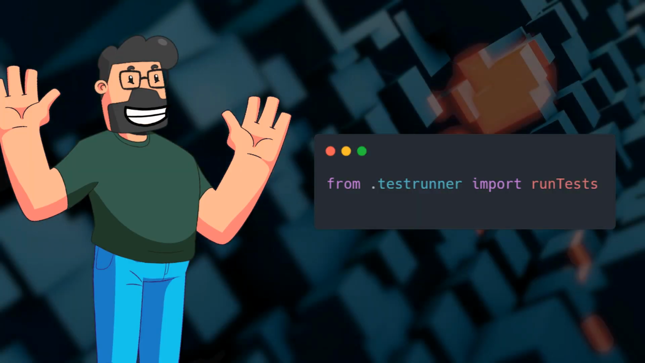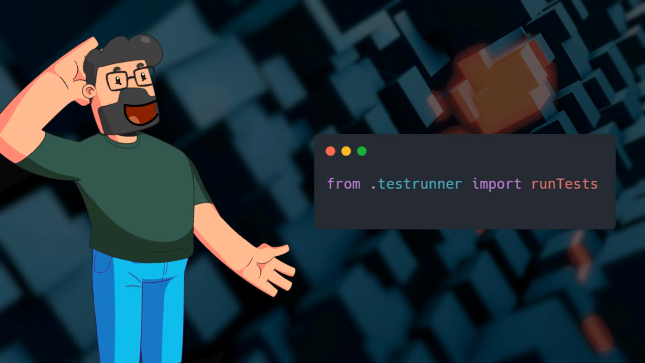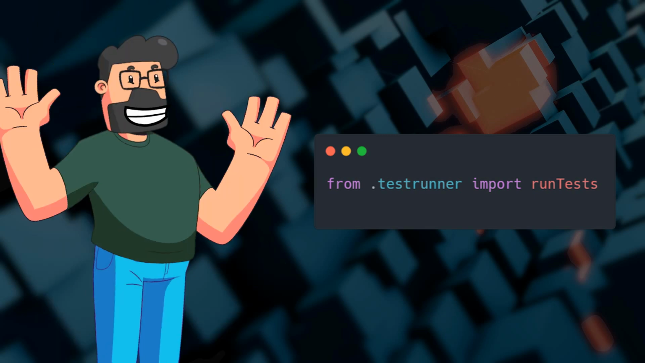Continuing with the solution, adjust your setup.py file by specifying testrunner.runTests as the command to be executed when you run the testrunner script. This modification will link the console entry point to the runTests function in your script.